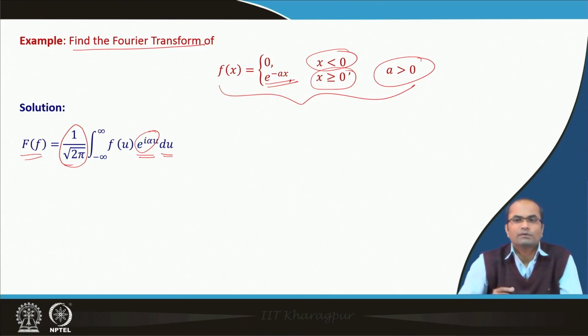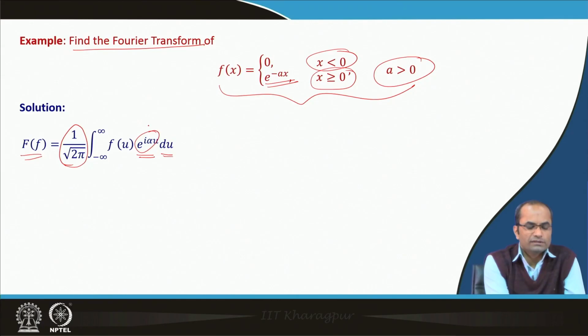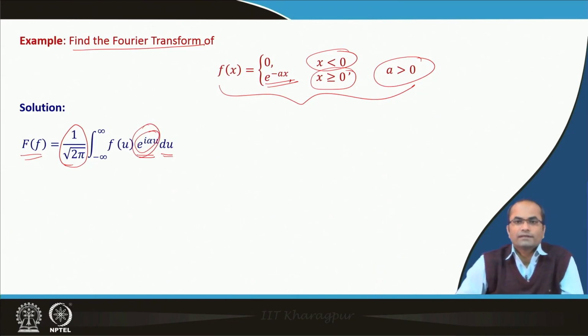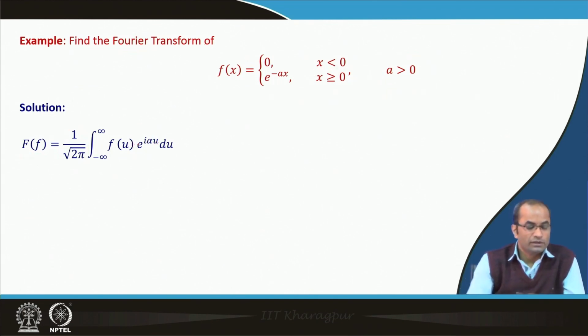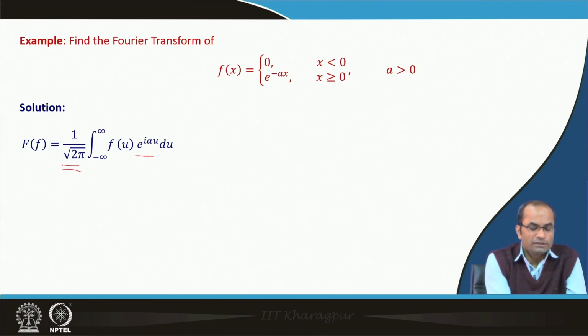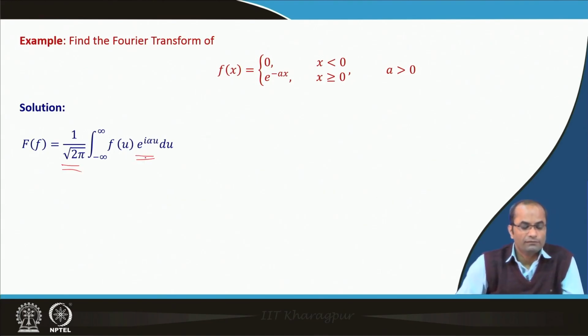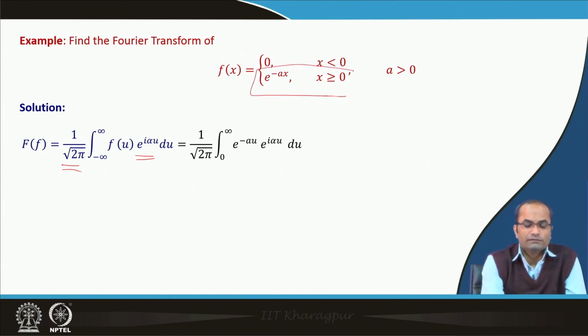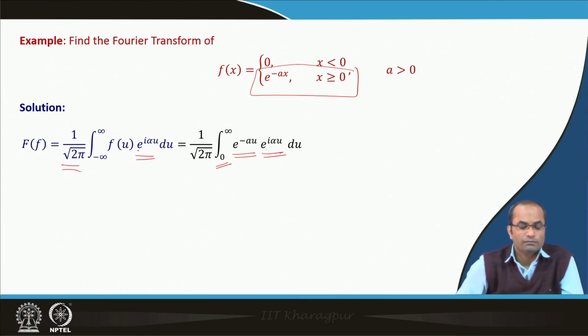It is easy to remember that this 1 over square root 2 pi is sitting with both the inverse and the forward transform, and we start with this plus sign first, and then for the inverse we take the minus one. This will be the notation used in this lecture. So here we have 1 over square root 2 pi with this exponential plus I alpha u, and then we can use the definition of f x, which is just given for positive x. So we have then 0 to infinity e power minus a u, and then e power I alpha u du.